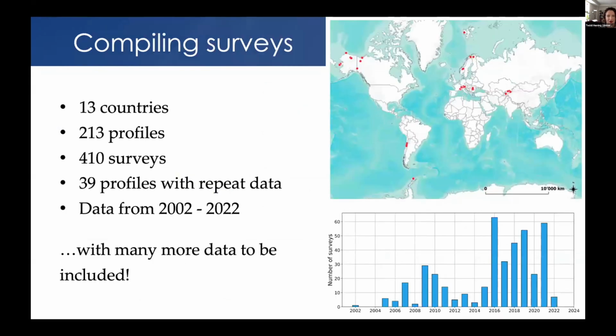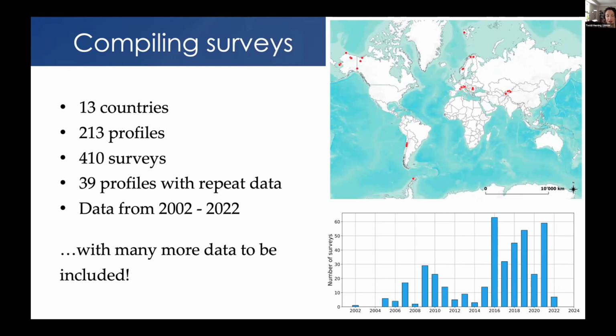So a quick inventory of what's in the database already. We have data from 13 countries, and there's a total of 213 ERT profiles already, and those are shown in the map on the top right of my screen. So lots of data in lots of different places where there's permafrost present, so that's exciting. There's 410 individual ERT surveys so far, and that number is larger than the number of profiles because 39 of those profiles have repeated measurements at the same site at the same ERT line.